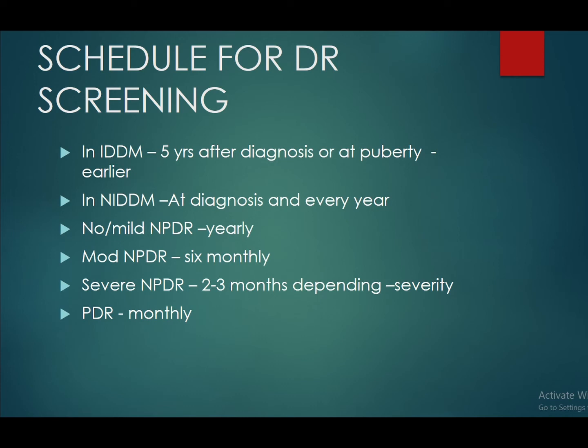And in moderate non-proliferative diabetic retinopathy, you have to do a 6-monthly screening. And if it is a severe non-proliferative diabetic retinopathy, depending on the status, you have to do it every 2 to 3 months. And if it is very severe, you may have to do it even earlier. And in PDR, you have to do a monthly schedule, and depending on the response, you can then decide what schedule you want. So why do you want to screen for diabetic retinopathy?